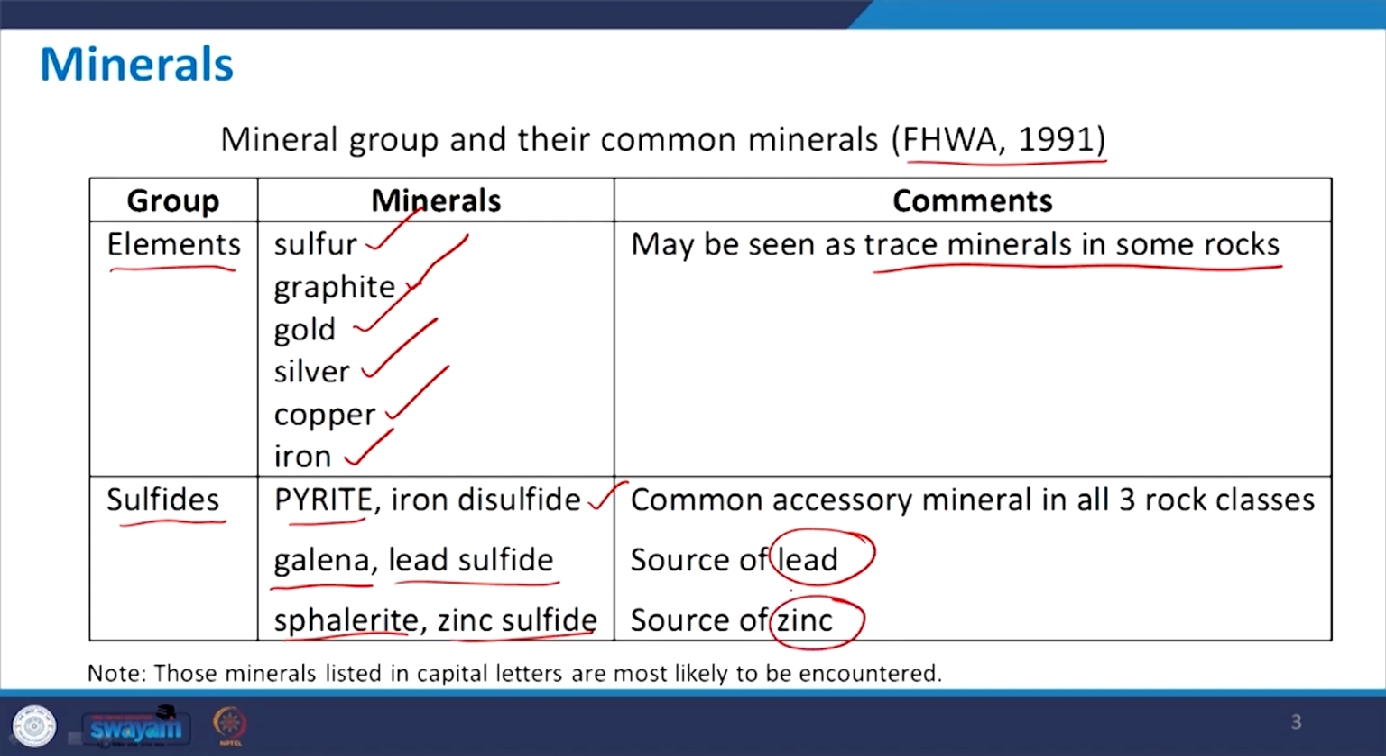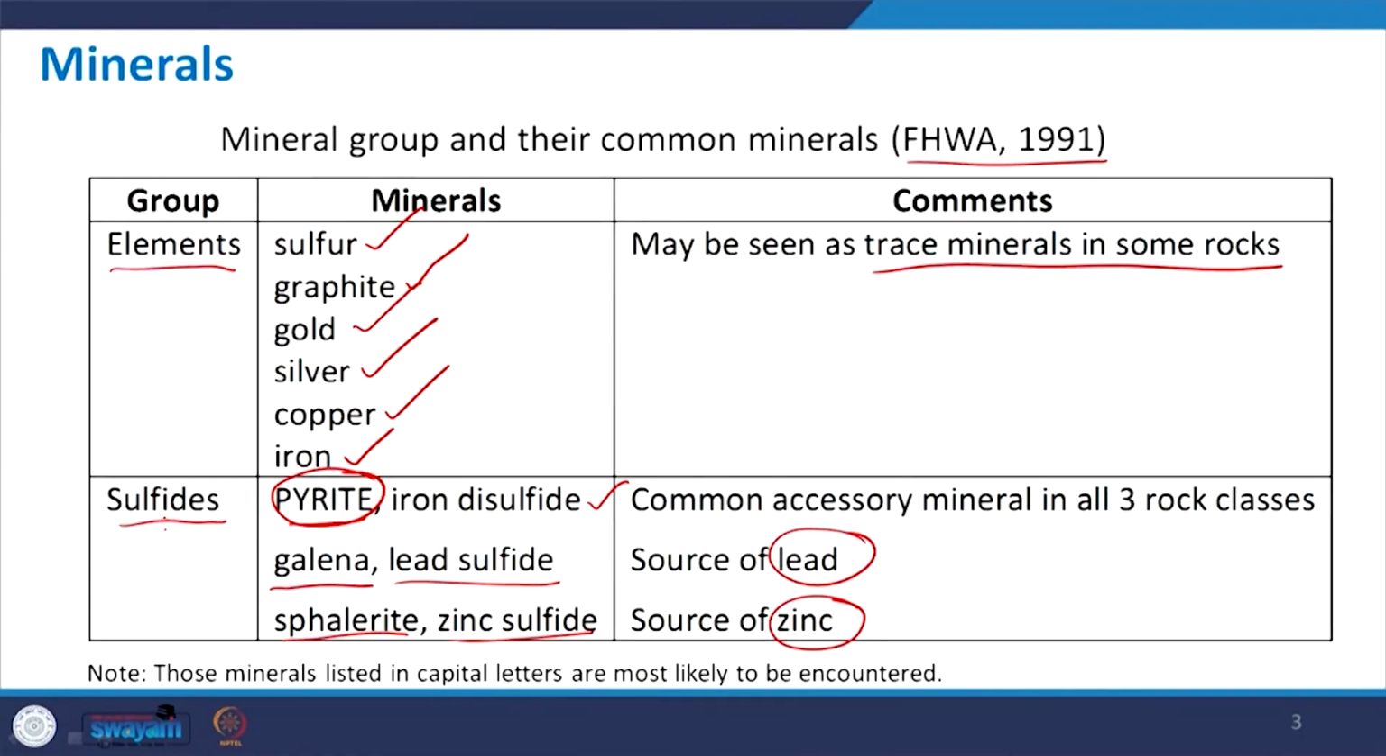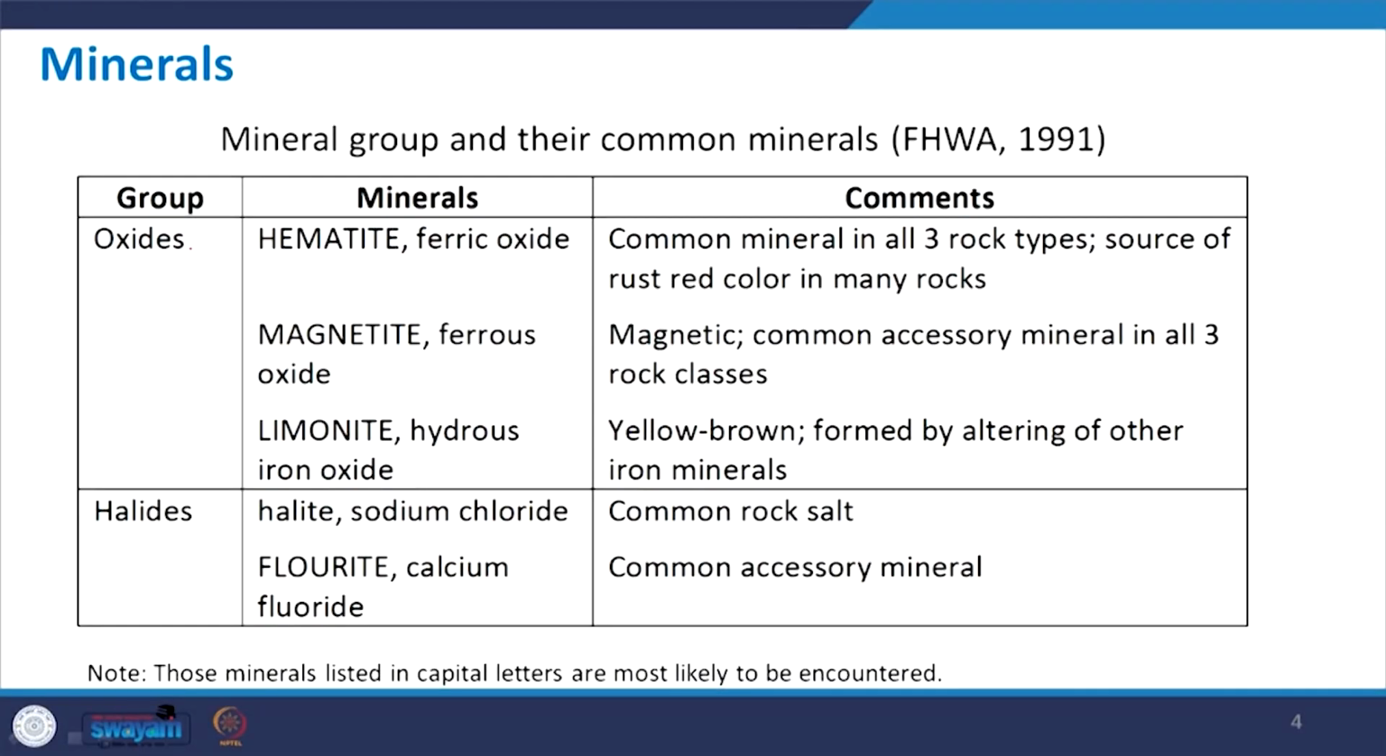Kindly note that in this table, which is running through many slides, some of the words have been written in capital letters, like here it is pyrite. This signifies that pyrite is the most likely mineral to be encountered in the group called sulfides. That is how the most commonly occurring mineral is identified in this table, by writing it in capital letters.